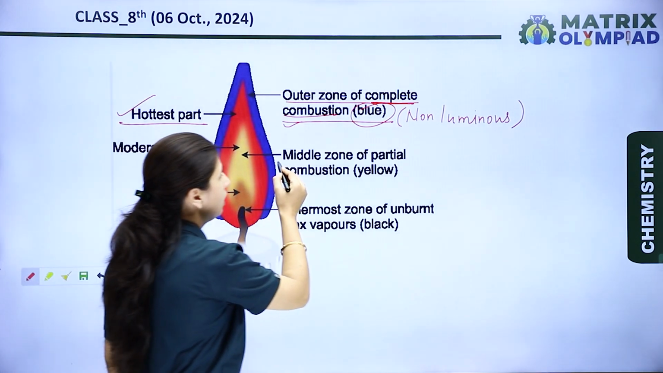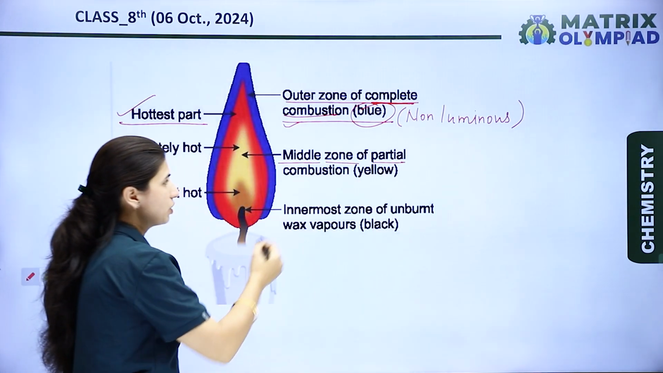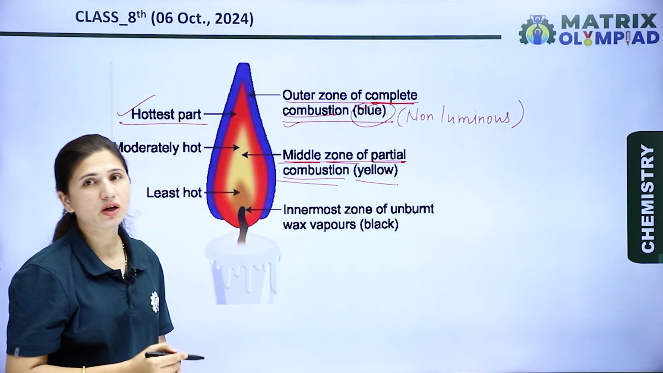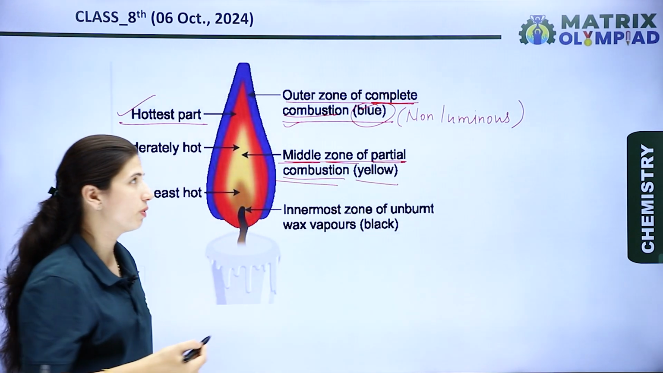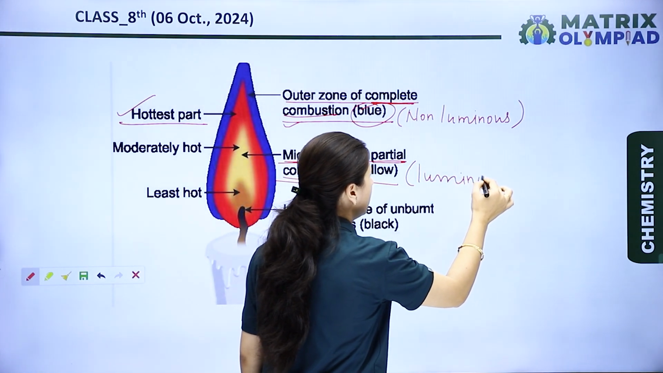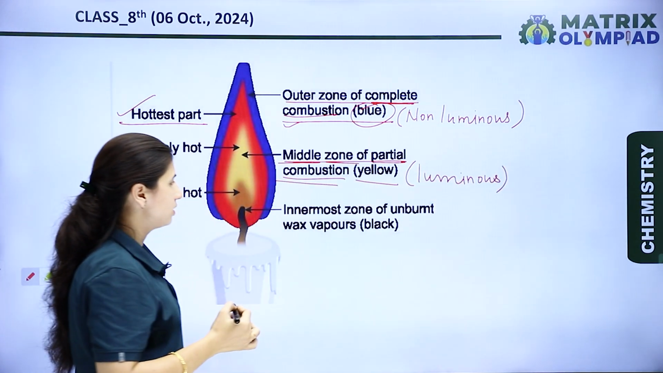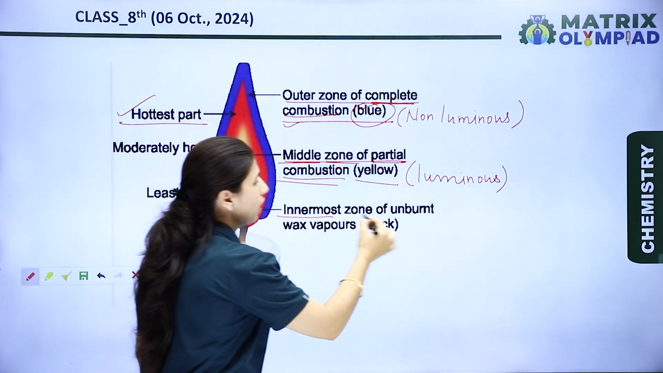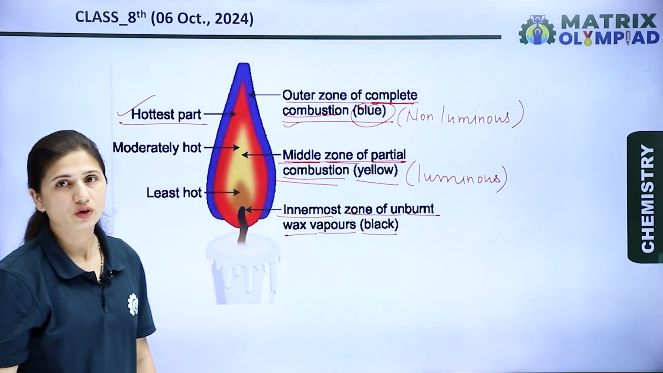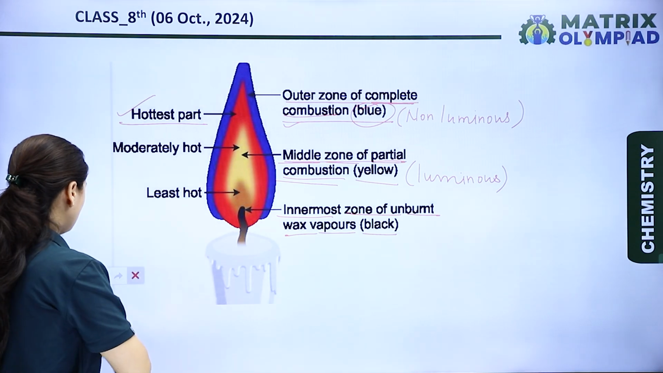Now, the next one is the middle zone of partial combustion. Middle zone of partial combustion means partial or incomplete combustion takes place here, and this is known as the luminous zone. The third is the innermost zone of unburned wax vapors, which is black in color.